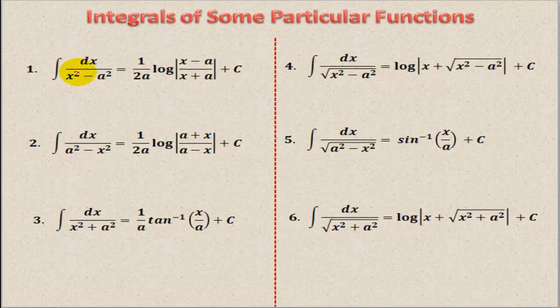This is the integral of 1 over x square minus a square. If your integral is of this type, its result will come out to be 1 over twice a, log of x minus a over x plus a. In the same manner, in case it is dx over a square minus x square, then you can see how the integral will be evaluated. In the same manner for the integral of x square plus a square.